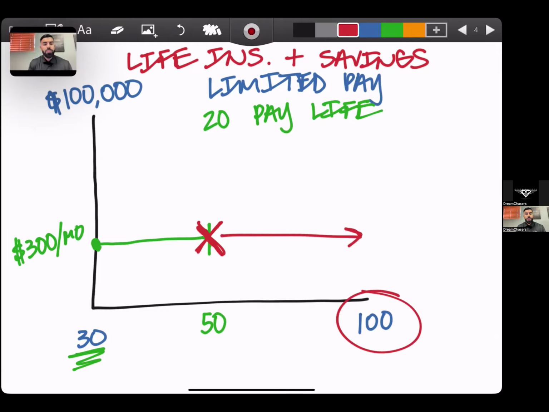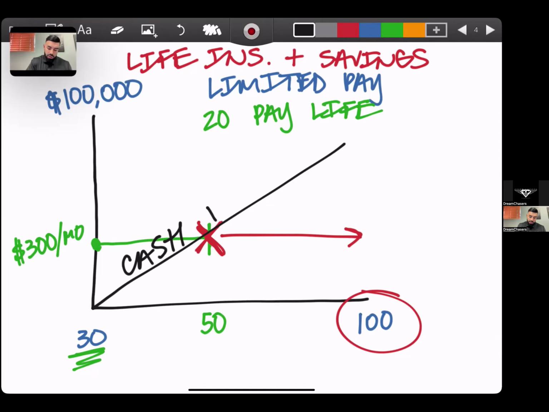So if at any point in time they pass away before turning 100, they will receive the life insurance death benefit. Now, remember, it's a whole life policy, so this is also accumulating cash value. Okay? Limited pay. 20 pay life.